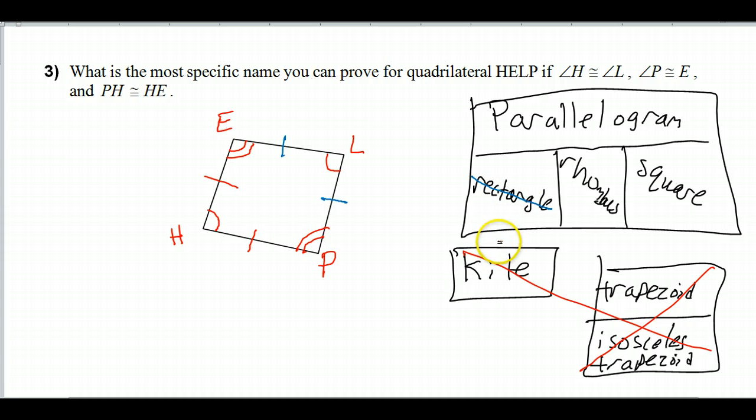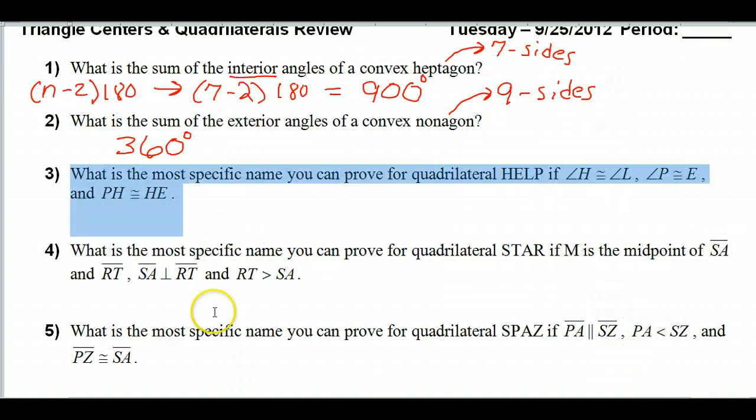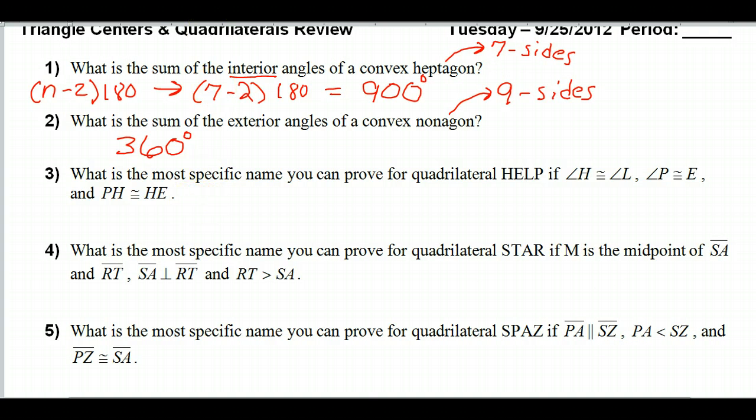We know it's a rhombus. You know, with more information, it could yet turn out to be a square, but with all the information we have, the most specific thing that we can prove is that this is definitely a rhombus. Okay, so the answer to number 3 should be rhombus.